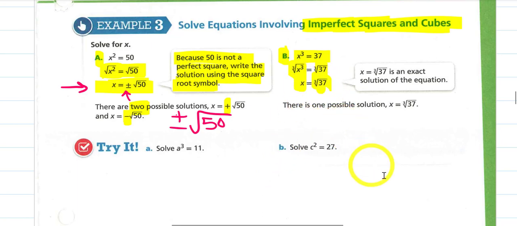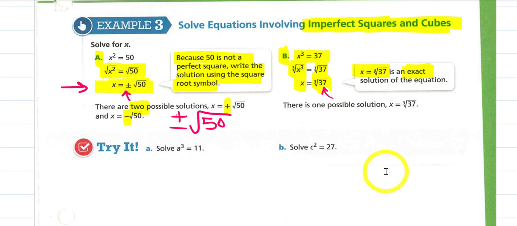Again, since this is a non-perfect cube, we're just going to leave our answer in this format as the cube root, x equals the cube root of 37. This is what's considered an exact answer. So when you're asked to give an exact answer, you're going to leave it with the square root or the cube root symbol over the irrational number.